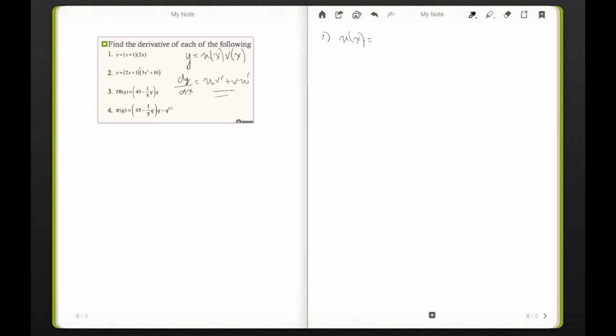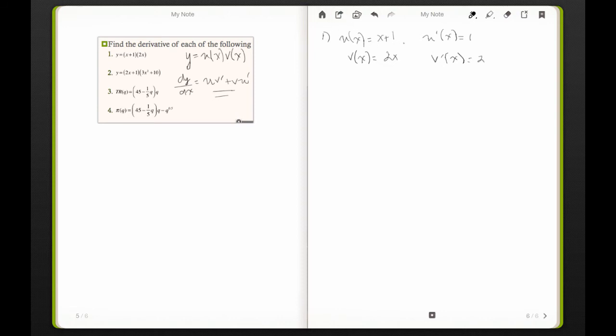So our u of x function, our first function here, is going to be x plus 1. And our second function is going to be this 2x. Now I can just take the derivative of each of these with respect to x. The derivative of x plus 1 with respect to x is just 1, and the derivative of 2x is just equal to 2.